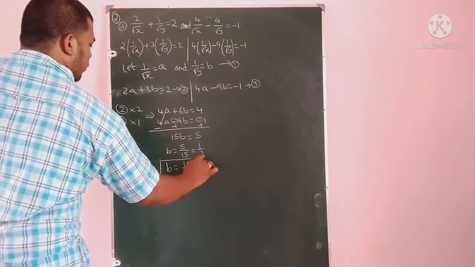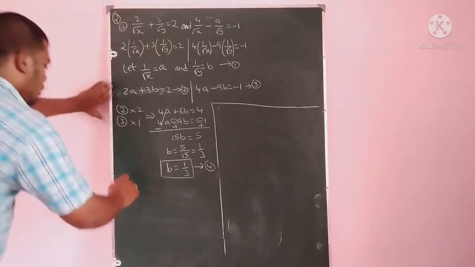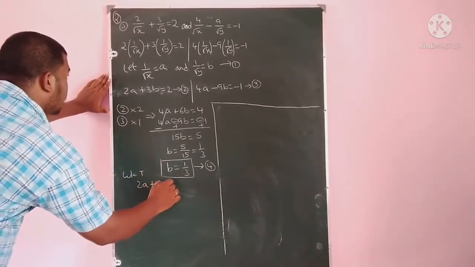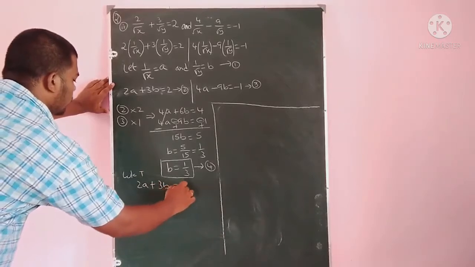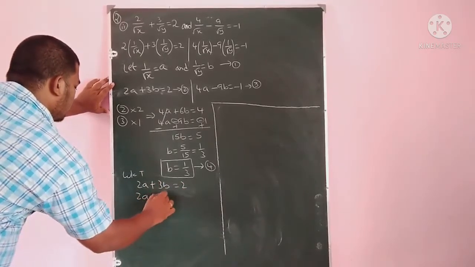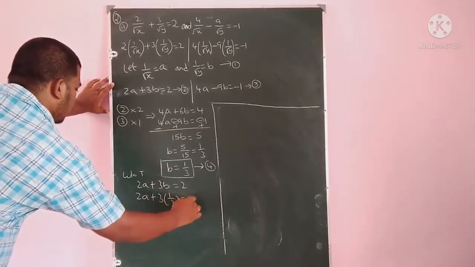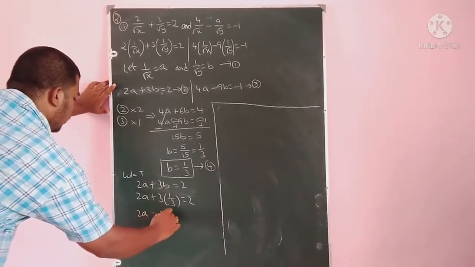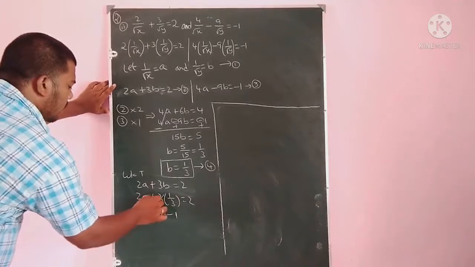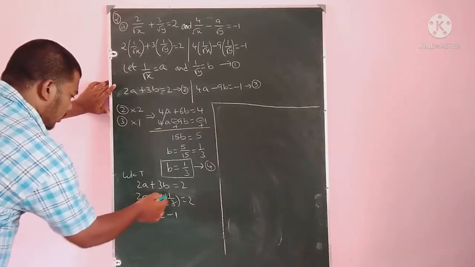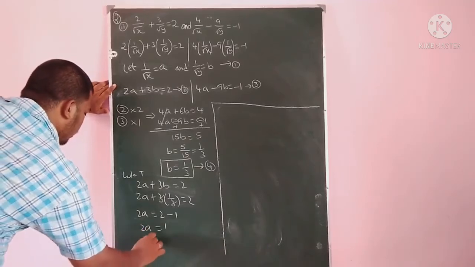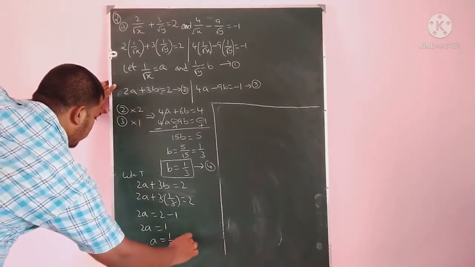So let it be 4. Now, we know that 2a plus 3b is equal to 2. So 2a plus 3 into 1 by 3, replacing the b value. So 2a is equal to 2 minus 1. Why? Because here the 3 cancels. So 1 will be there, 1 will transpose. We will get like this. So 2a is equal to 1 and a is equal to 1 by 2.